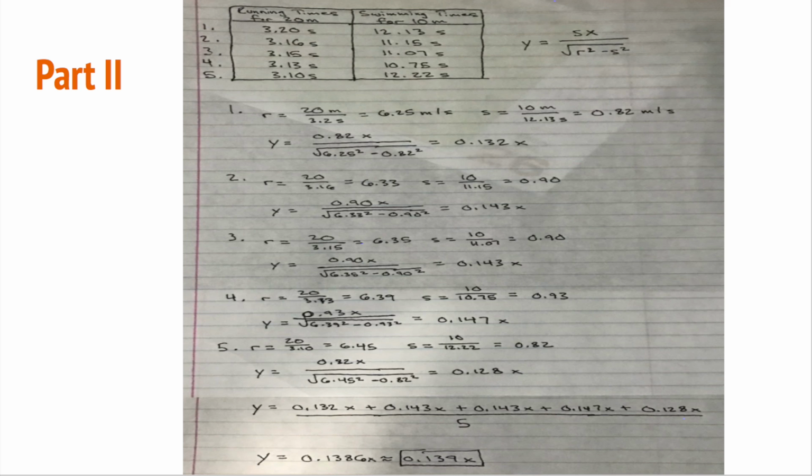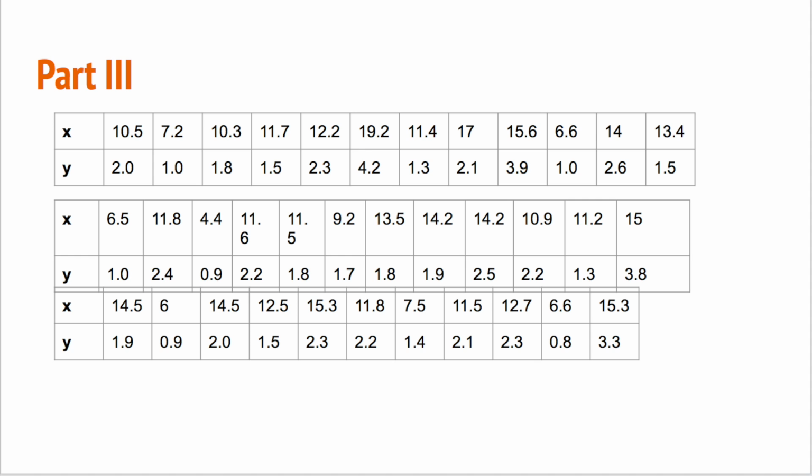After finding the value of y for all 5 equations, we added up all of our y values and divided them by 5 to get the average relationship between distances x and y. We found the relationship to be y equals 0.139x.